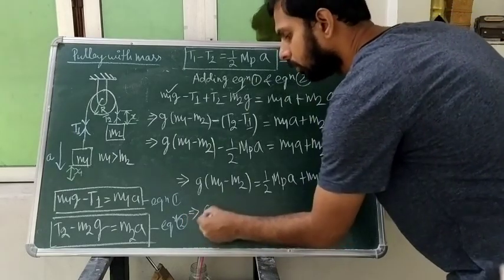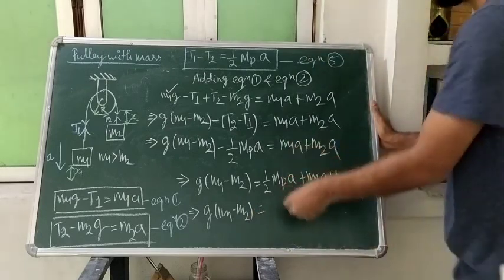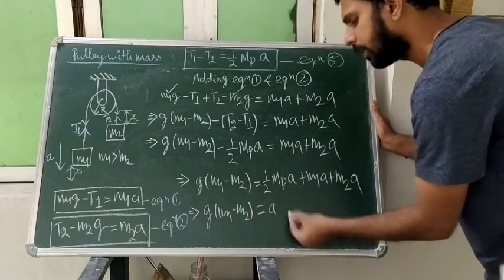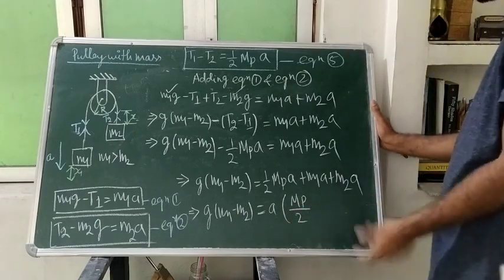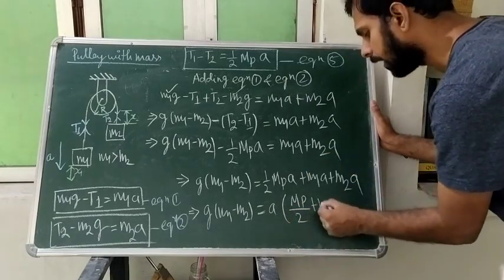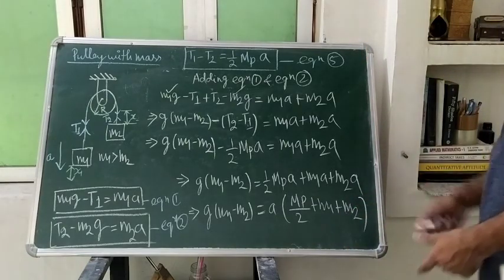Next, what can you think to do? You can think to take A as your common, since we want that acceleration. So when we will take A as common, it will become mass of pulley divided by 2 plus M1 plus M2 here.